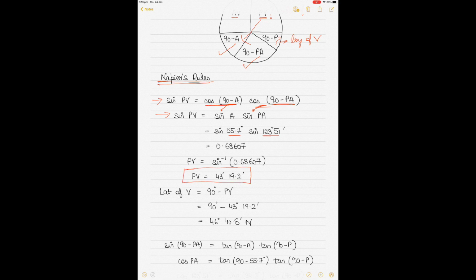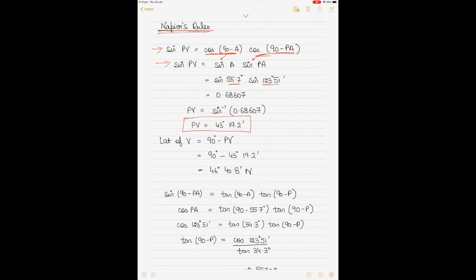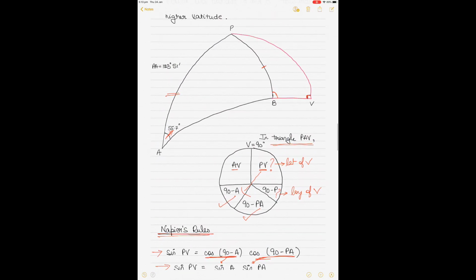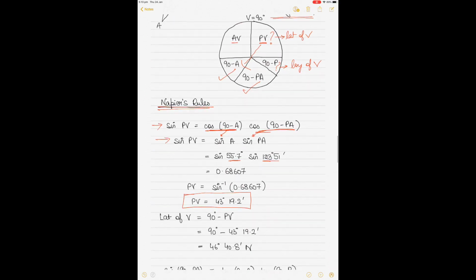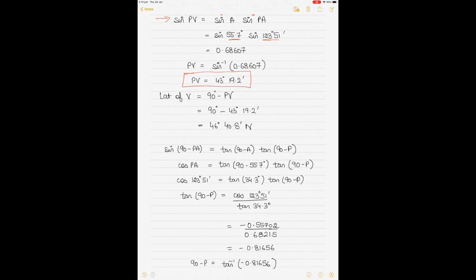But PV is the distance from pole to vertex. Alright, PV, as you can see in the triangle, is from pole to vertex. This is not the latitude, this is from pole to vertex. To find the latitude, of course, what you need to do is from 0 degrees you need to find out. So once you find out PV, just subtract it from 90 and you get your latitude. You are in the northern hemisphere because you are closer to B, you are towards the high latitude, so your latitude is 46 degrees 40.8 minutes north.